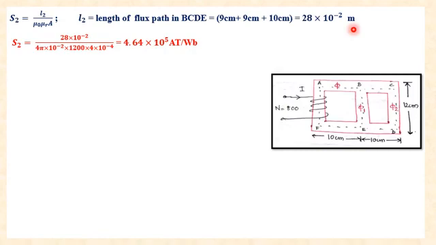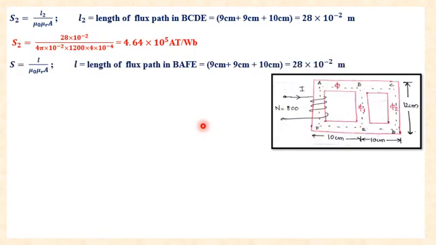Similarly, we can find the reluctance in path BAFE. So reluctance in path BAFE is equal to L by mu 0 mu r into A, where L is the length of flux path in BAFE. That is similar to BCD. So we can write 9 centimeter plus 9 centimeter plus 10 centimeter, a total of 28 into 10 raised to minus 2 meters. Substituting, we will be getting it as 4.64 into 10 raised to 5 ampere turns per Weber.